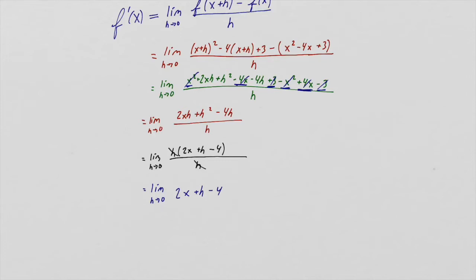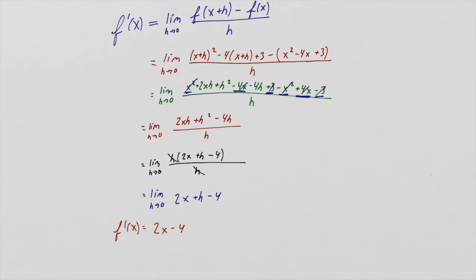And now, we don't have an h in the denominator anymore. That's gone. So we can just use direct substitution, with h equal to 0 here. And now we're evaluating the limit, so we don't need to write the limit in the front anymore. And we just get 2x minus 4. So f prime of x is 2x minus 4.